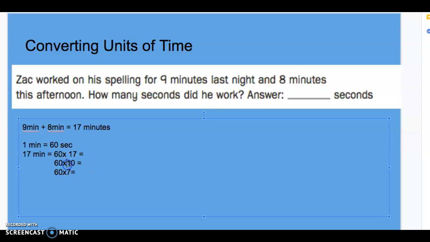17 can be broken into a 10 and a 7. So instead of solving my problem this way, I'm going to solve it this way. 10 times 60, I know gets me 600. And 60 times 7, well, I know 6 times 7 is 42, so I add my 0 to get 420. Now I need to add it all together. I have 600 plus 420. Add that all up, and I'm left with my total of 1,020 seconds.